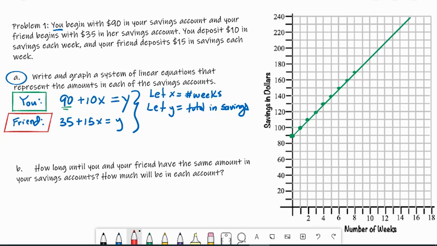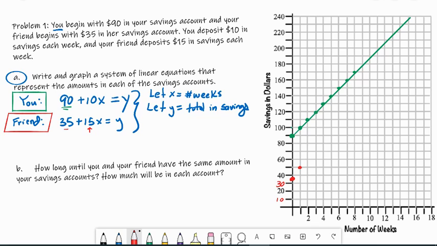Now we will graph your friend's account. Your friend's account starts at $35. So we see that these tick marks count by 10. So halfway in between 30 and 40 will be $35. Your friend increments by 15 per week. So 35 plus 15 would bring us to 50. So on week 1, there's 50 in the account.